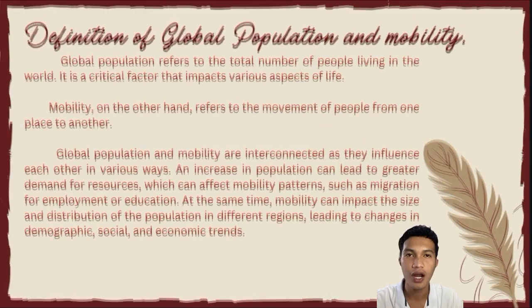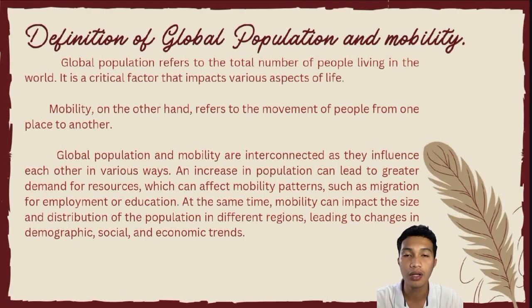Global population refers to the total number of people living in the world. It is a critical factor that impacts various aspects of life, including food security, energy demand, environmental sustainability, and economic growth. Mobility, on the other hand, refers to the movement of people from one place to another. It can be voluntary or involuntary, temporary or permanent, and can occur within a country or across international borders.